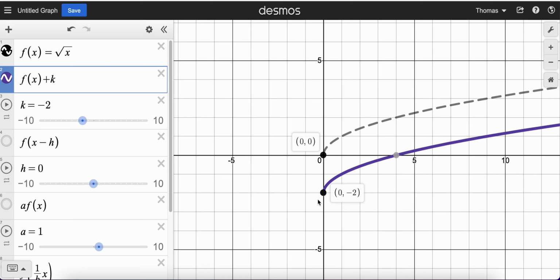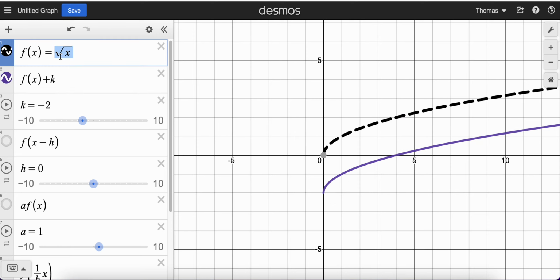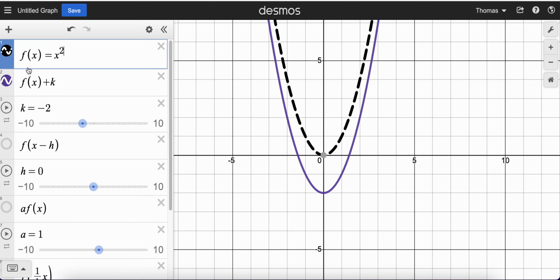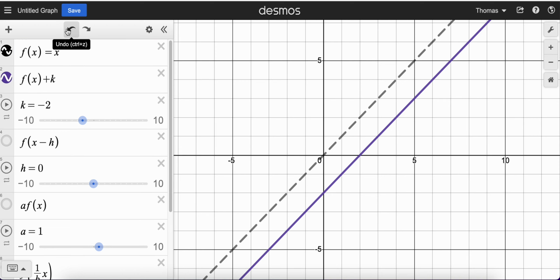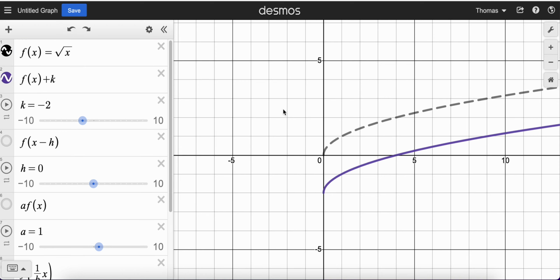That k value, that number outside the operation, could be a square root, or, if we were to change this to x squared, we can still see that the original is in black and white, and the transformed is still being shifted down 2 units. Now let's go back to our square root. There we go.